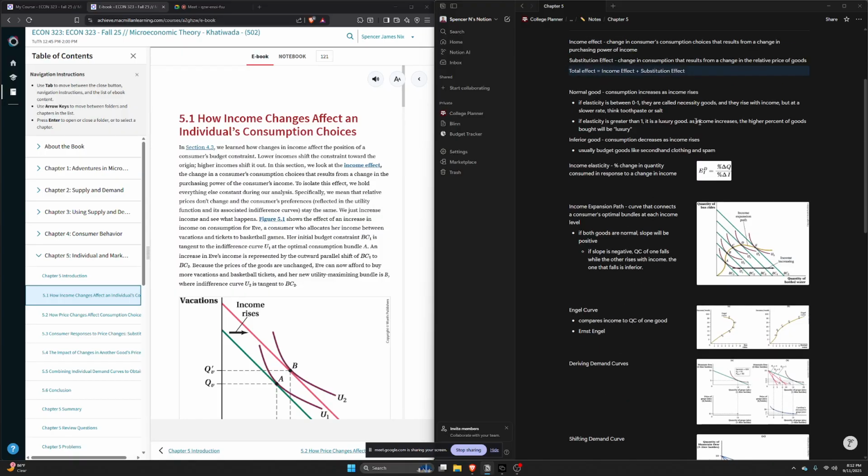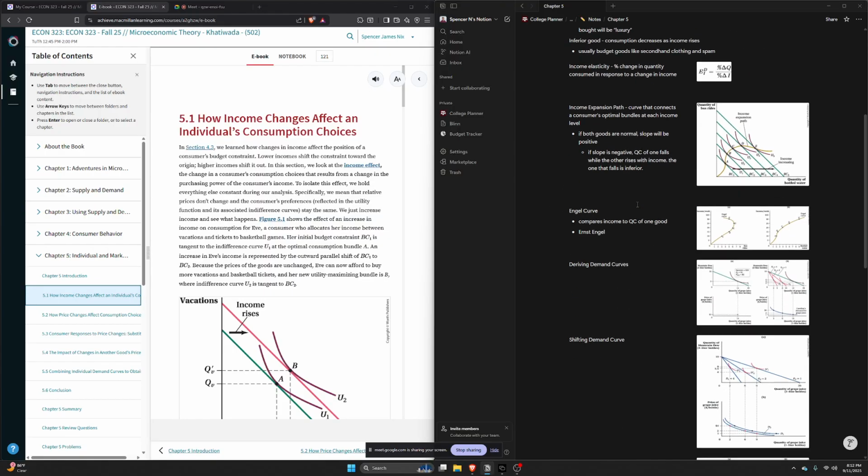So yeah, that's kind of what this equation does. It's the change in quantity over the change in income. So quantity demanded, and that's how you get elasticity.